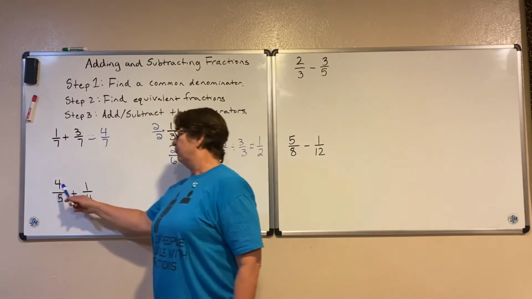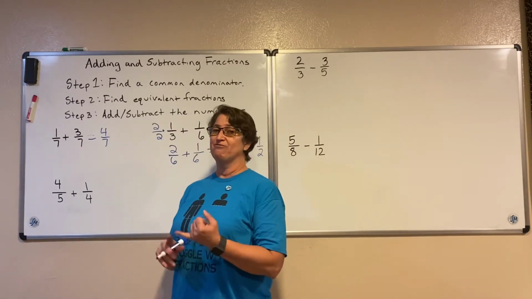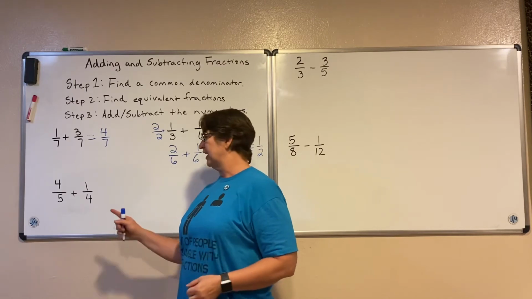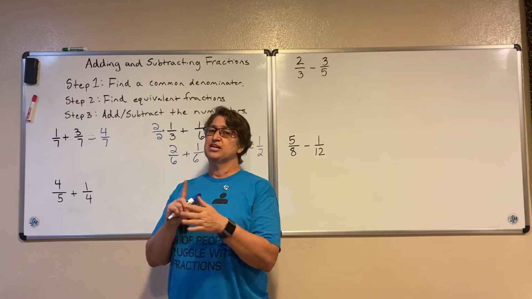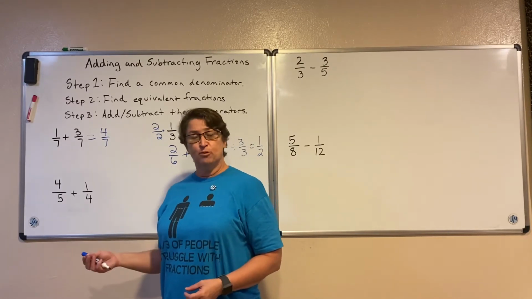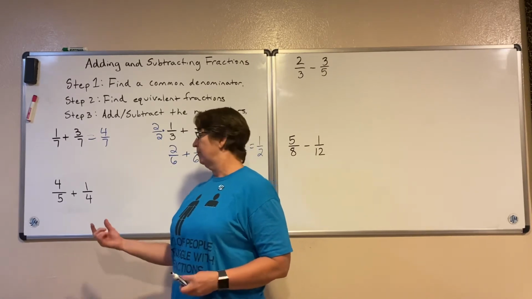Here, let's add 4/5 plus 1/4. Again, I'm going to count by 5s: 5, 10, 15, 20, and I'm going to count by 4s: 4, 8, 12, 16, 20, and look for a multiple that is a multiple of 5 and a multiple of 4.